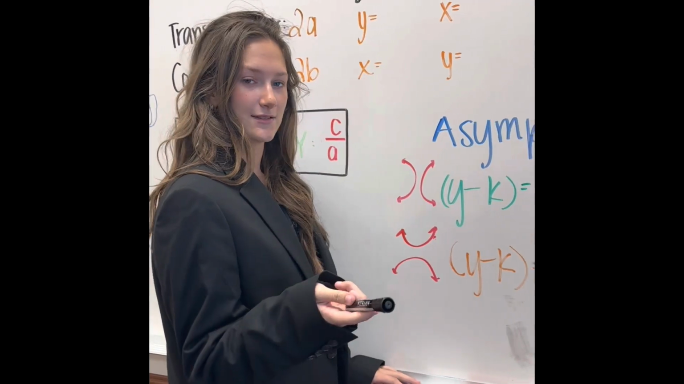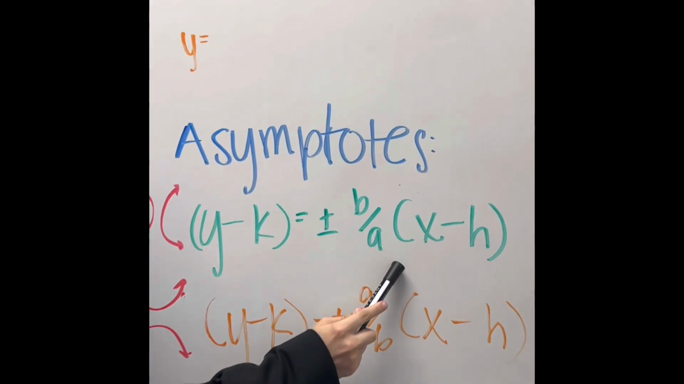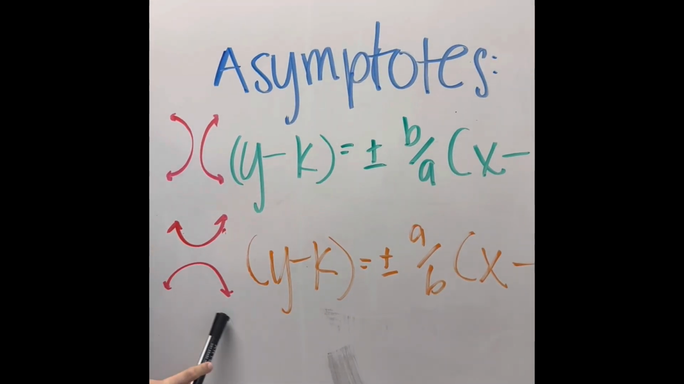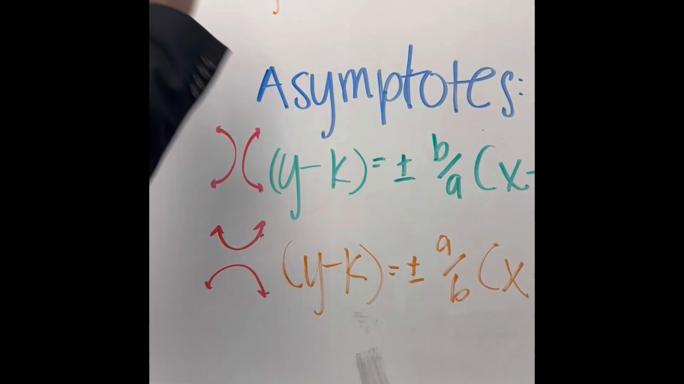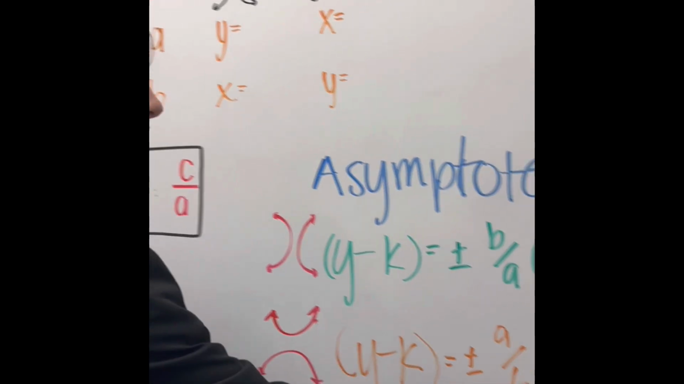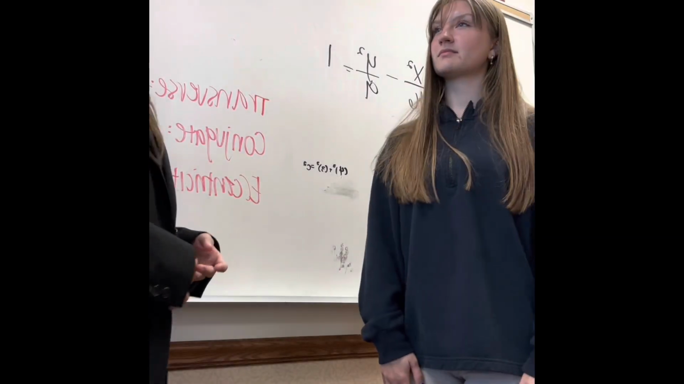And lastly, the asymptotes. When it's horizontal, the only thing that's different is it will be b over a. When it's vertical, it will be a over b. And know that y minus k, k is coming from the center, and x minus h, h is coming from the center. So, do you think you're ready to try one on your own now?